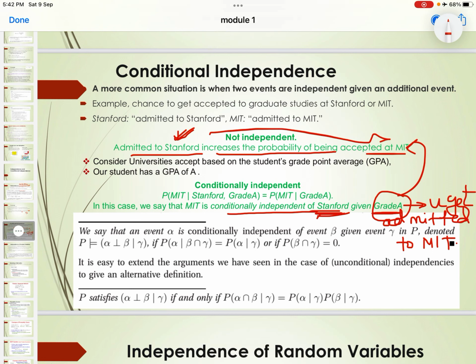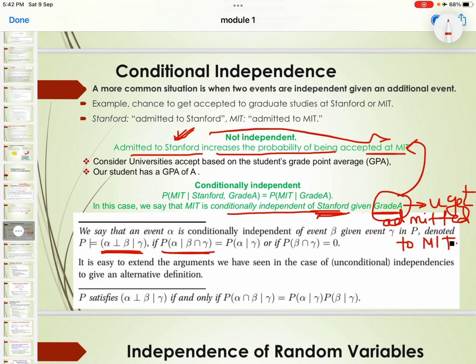Before the condition was added, they were dependent. MIT was dependent on Stanford. As soon as I added the condition of grade A, MIT became independent of getting admitted to Stanford. So we say that an event alpha is conditionally independent of an event beta given event gamma in P, denoted as alpha is independent of beta given gamma.